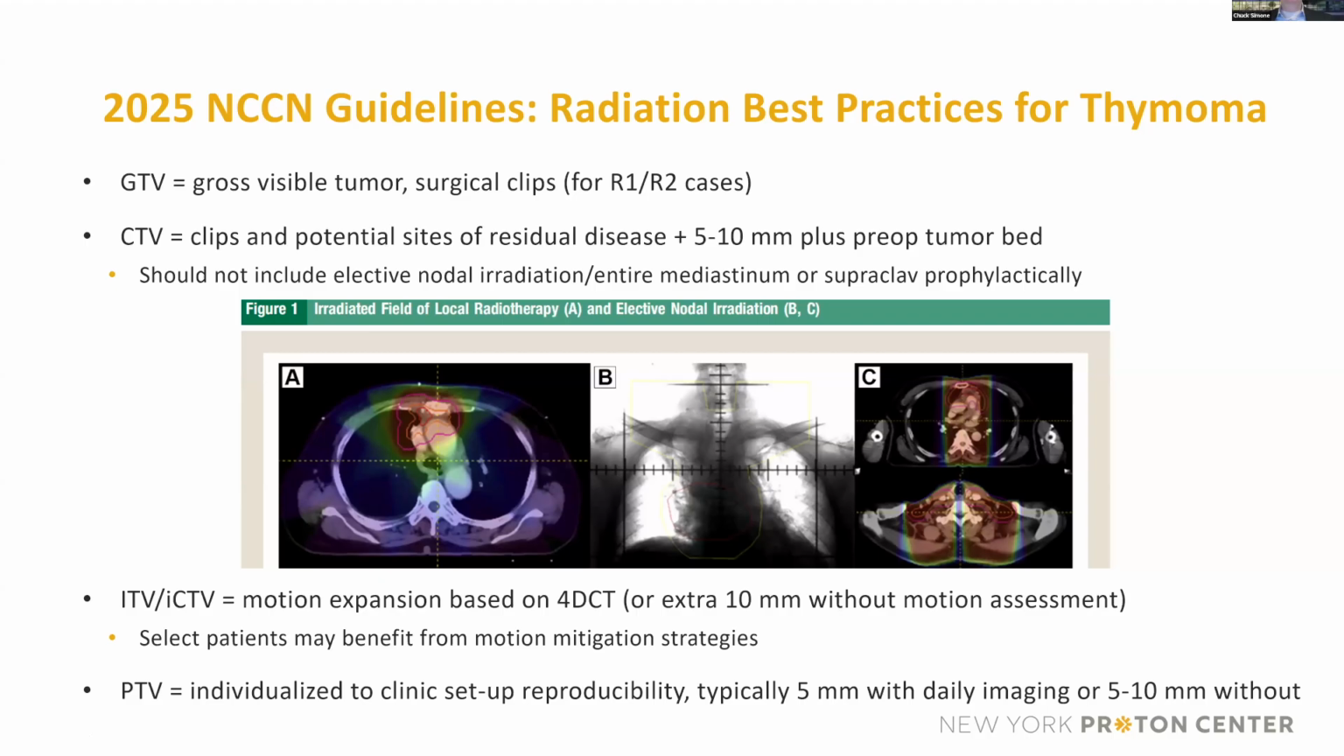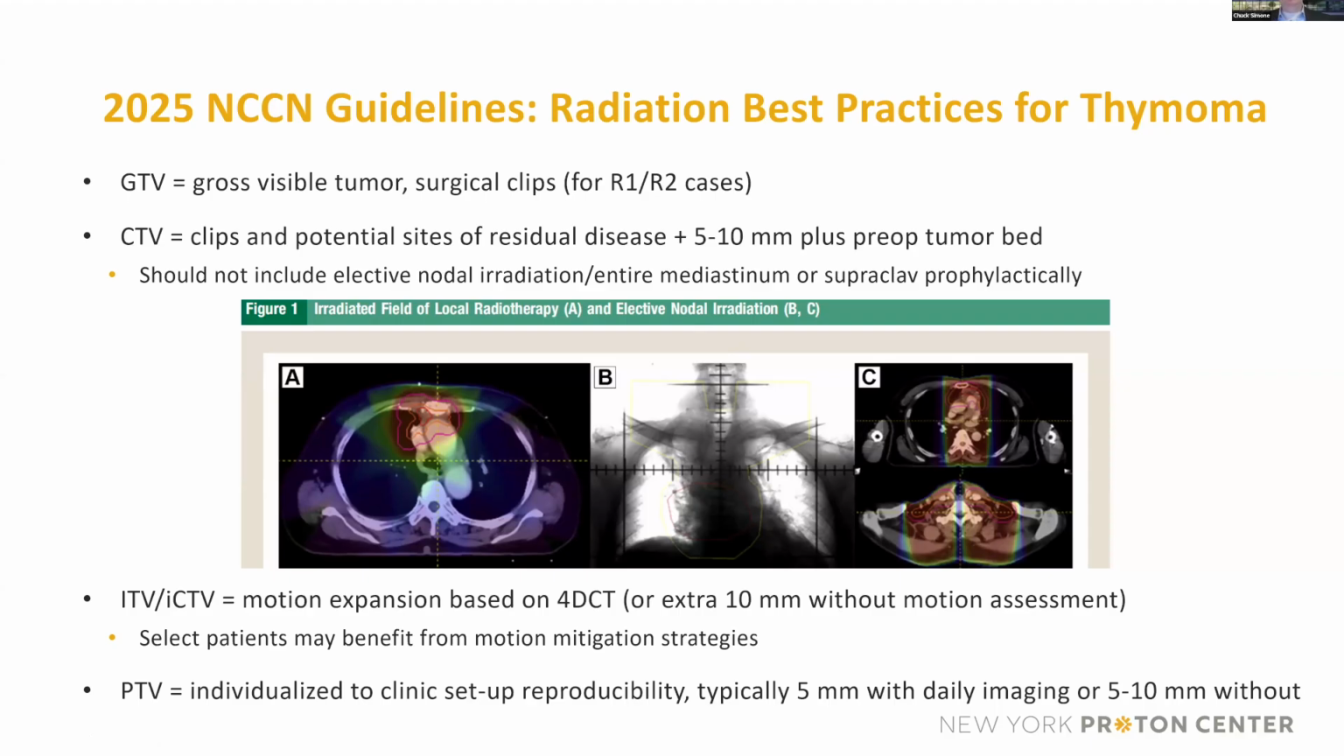So what do we target? Well, most of the time we're not treating gross disease because there's not a target. It's in the adjuvant setting. But in patients that do have gross disease or residual disease after surgery, the GTV is what we see. For a CTV, we're covering the clips plus where the tumor was preoperatively with a margin, typically on the order of 10 millimeters on top of that.